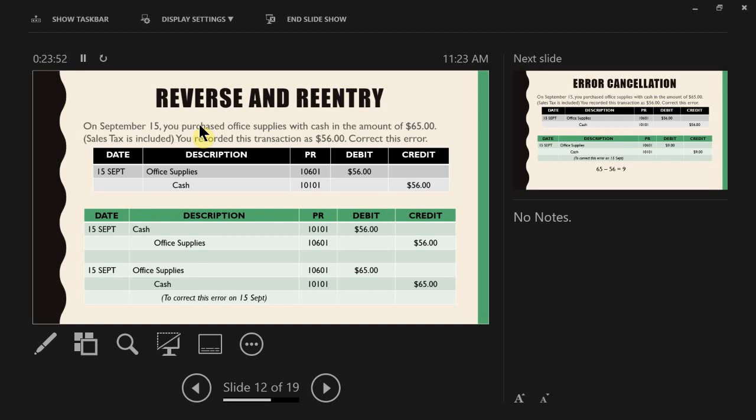re-entry. Okay? You bought supplies. You wrote it for the wrong amount. So what I'm going to do is go to the store, return it, and then come back and buy it again. That's the easiest way I can explain this one.